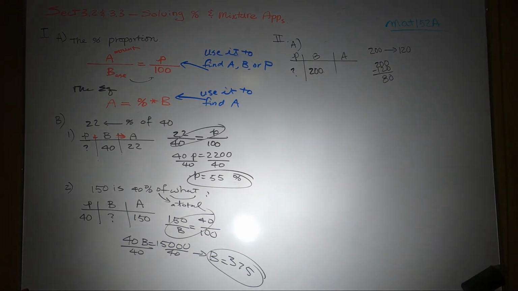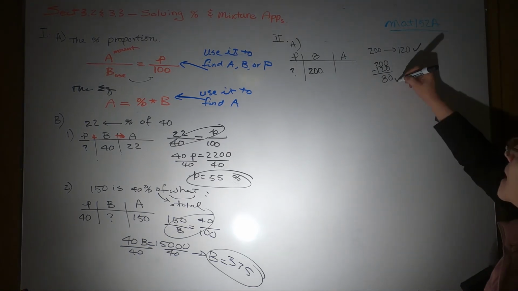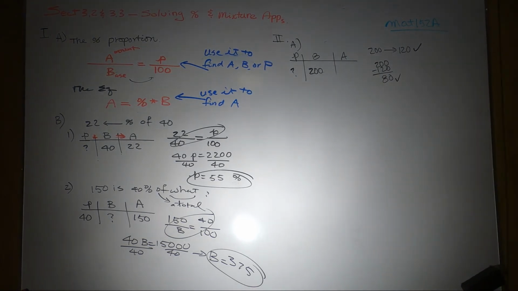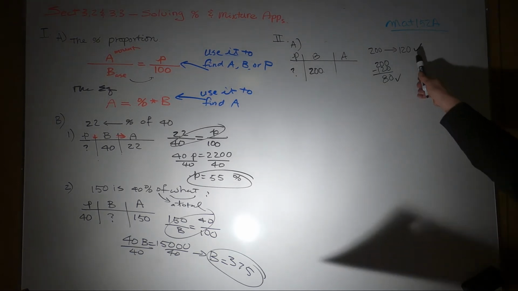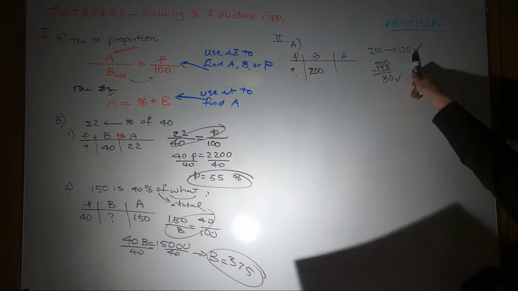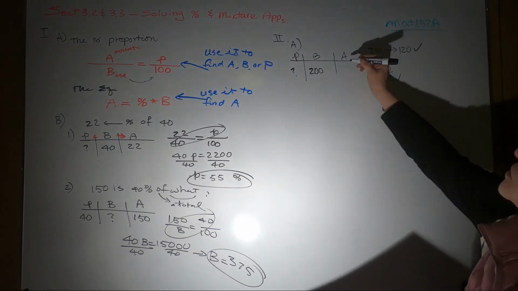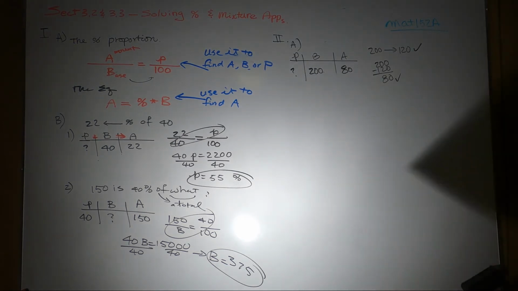Then what is your A? Is your A 120 or 80? You need to decide. For the decrease, not 120 decreased. It's 120 remained, so actually it's 80 decreased, right?